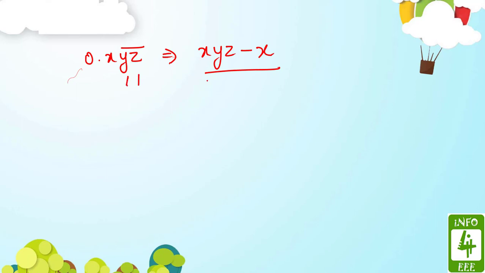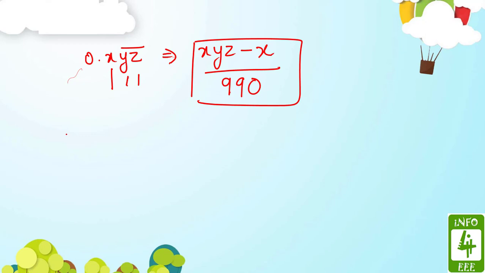Suppose we have something like 0.xyz bar. Now we have a bar on yz but not on x. So you need to write the whole number xyz, and subtract the number on which we do not have a bar. The bar is not on x. Now you need to divide by the total numbers on which we have a bar. We have a bar on two numbers, so we need to write two 9s. And we do not have a bar on one number, so you need to write 0. That kind of expression it will give you. So for example, we have a question like 0.